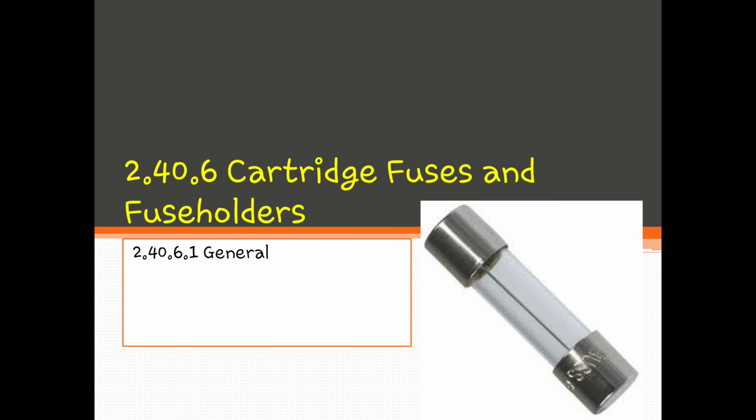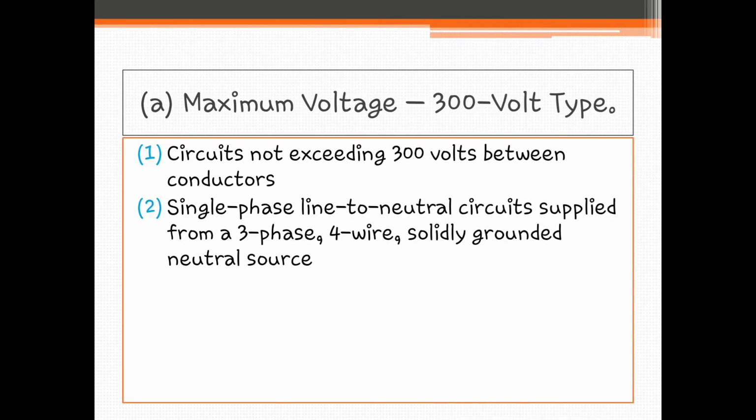Under this part is a maximum voltage 300 volt type. So kani siyang cartridge fuse and fuse holders of this type shall be permitted to be used in the following: circuits not exceeding 300 volts between conductors. So dapat magamit rin siya sa mga circuits na dili mag-exceed og 300 volts between conductors.